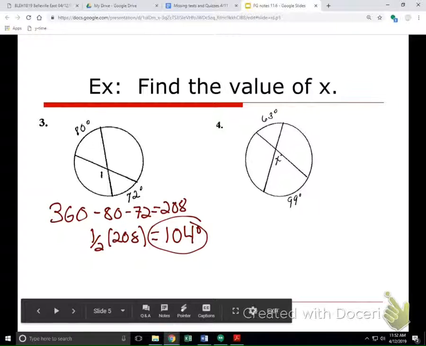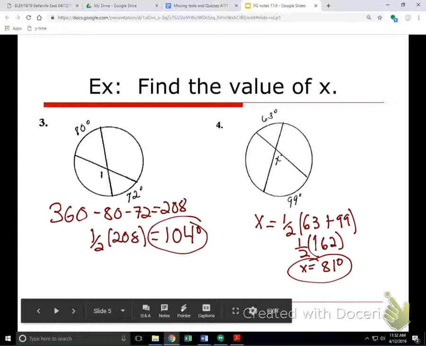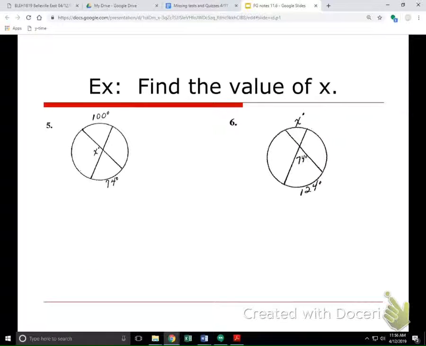So we're back to that original setup. That angle is x equals 1/2 our two arc lengths, which is 63 plus 99. What is 63 plus 99? 162. So 162 times 1/2. Half of 16 is 8. Half of 2 is 1. X equals 81 degrees.